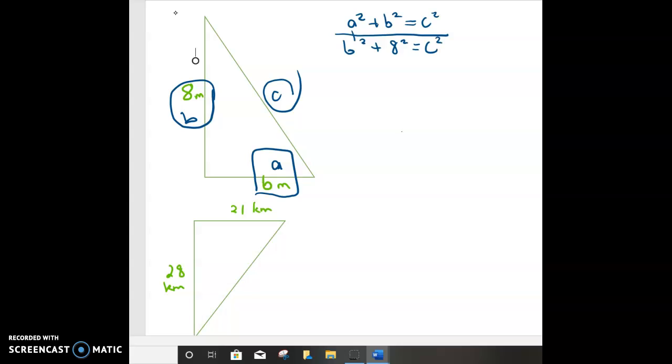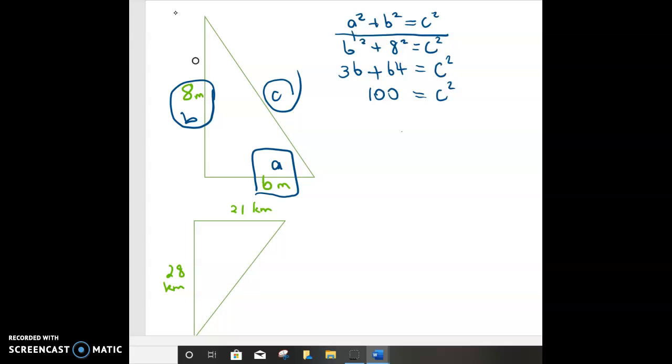6 times 6 is 6 squared. 6 times 6 is 36. 8 squared means 8 times 8, and 8 times 8 is 64, and that is still going to equal something squared. 36 plus 64 is 100, and that equals something squared. Now, some of you know what that equals squared, but some of you don't. Now, if I want to find what it is, I have to do the opposite operation.